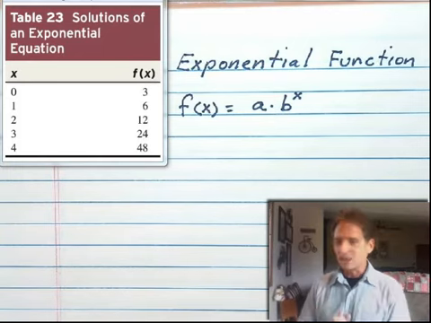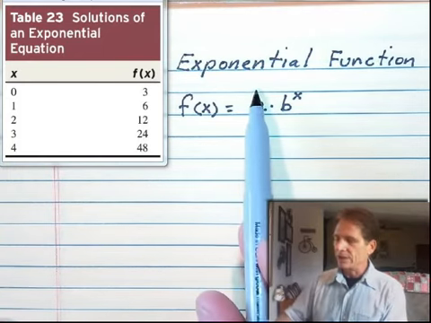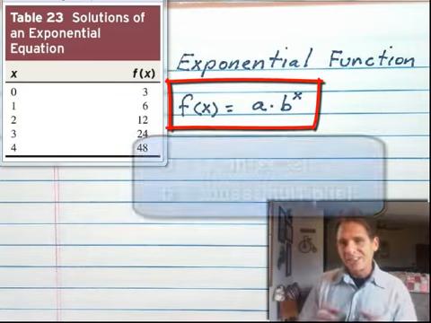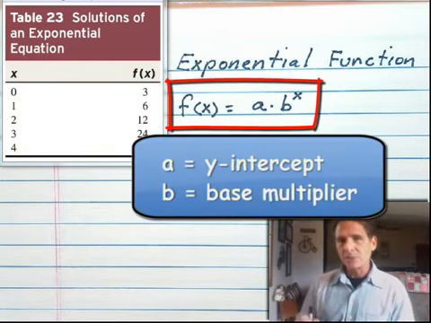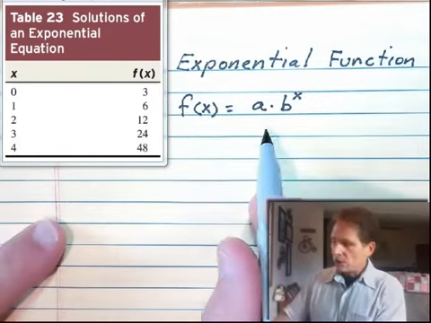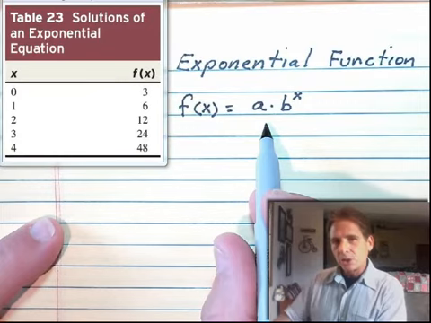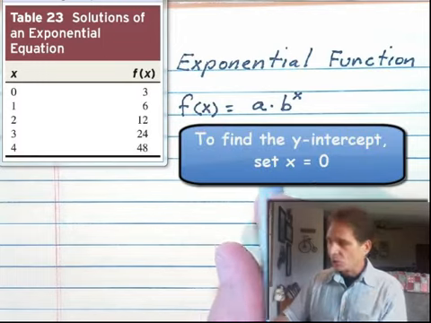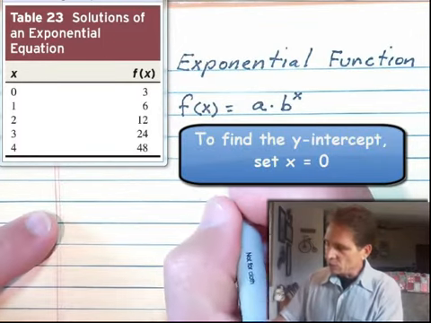Remember from graphing in the last section, we found out that the general form of an exponential function is right here. In addition, the a is the y-intercept and the b is the base multiplier. Now, what I want you to remember is whenever we are finding a y-intercept, which would be a in this case, what do we always do? We set x equal to 0.